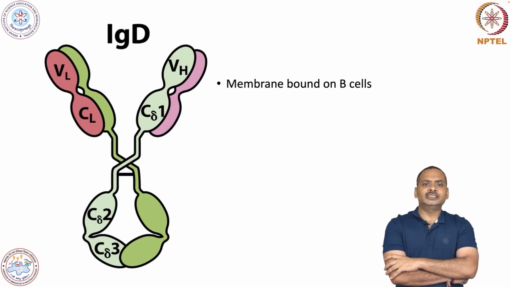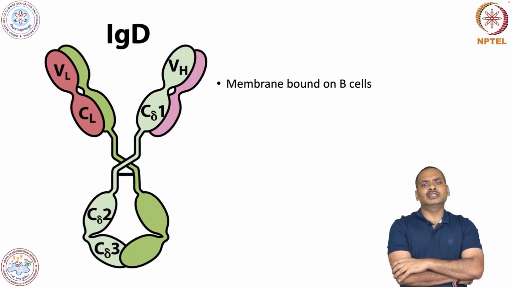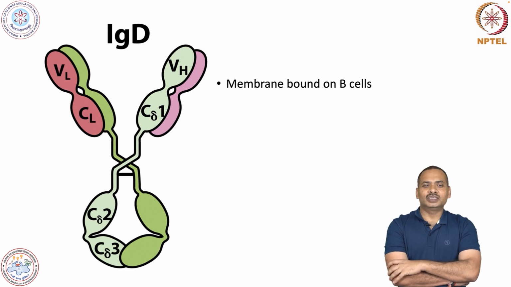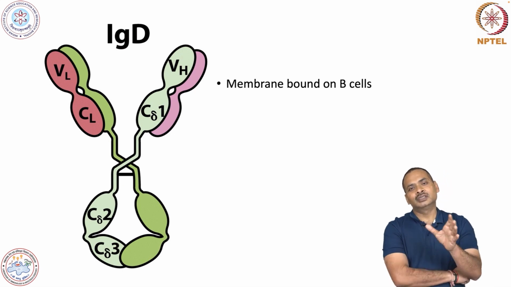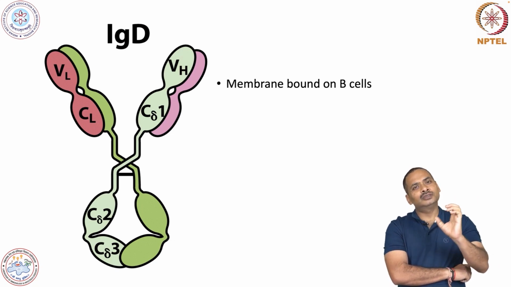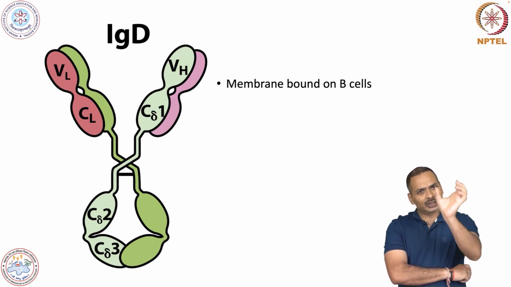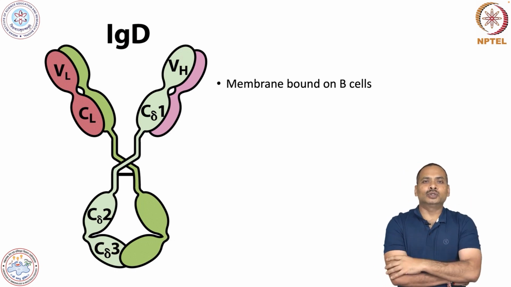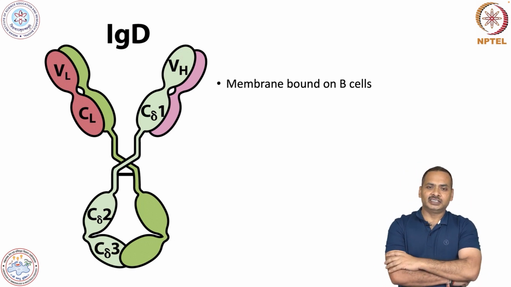Another is IgD. IgD is basically present in bound form on B cells, and this is the one antibody whose function is not very well understood. This is present during development. IgD is present on the B cell during development or maturation of B cells. We do not know what the exact function of IgD is.